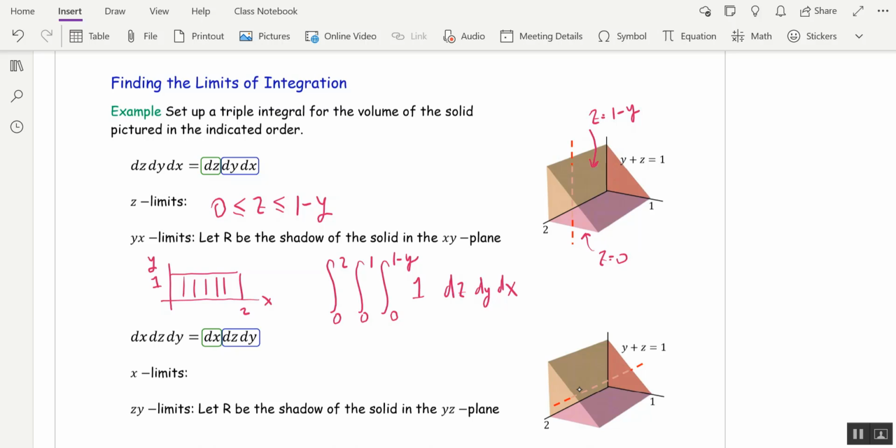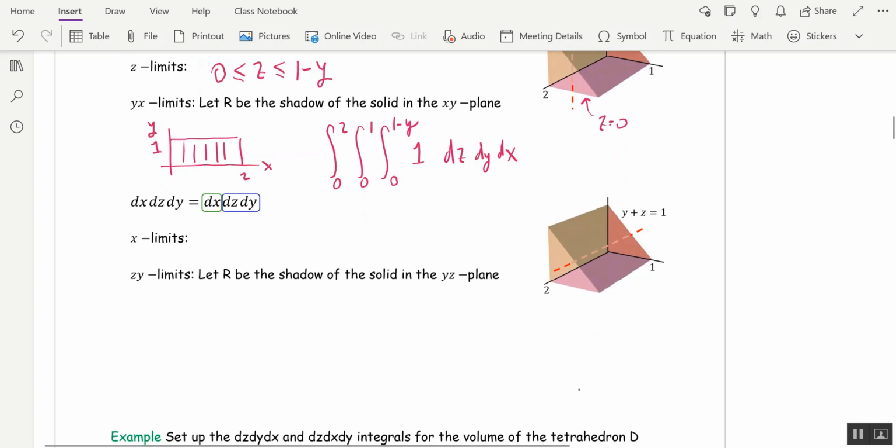Now let's do the setup again, but we're going to do x first. So if x is coming first, then I want to imagine lines that are parallel to the x-axis going through the solid. So I've got a picture over here of a line going through the solid. It's entering on this plane here. That's the plane x equals 0. And it's leaving over here on this plane. That's the plane x equal 2. So the x limits are 0 to 2.